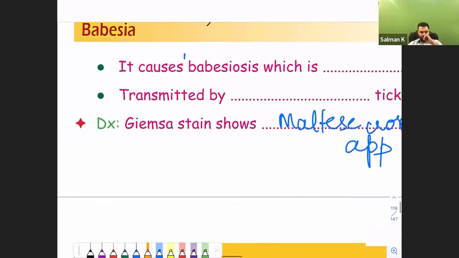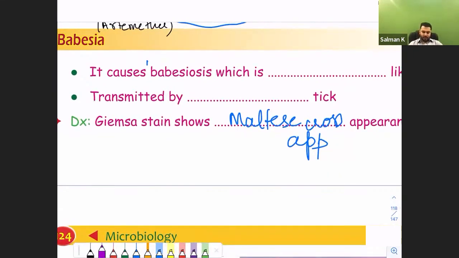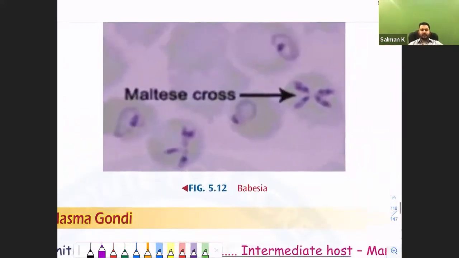Okay. Babesia, what you're supposed to know is it causes babesiosis. Babesia causes babesiosis. And this is described as a malaria-like disease. It's not malaria because malaria is caused by Plasmodium and spread by the mosquito. Whereas Babesia looks like malaria in presentation, but it is spread by the Ixodes tick. Okay, and the appearance it shows is described as the Maltese cross appearance. Okay, this would be described as the Maltese cross appearance. So this is something everybody must know.